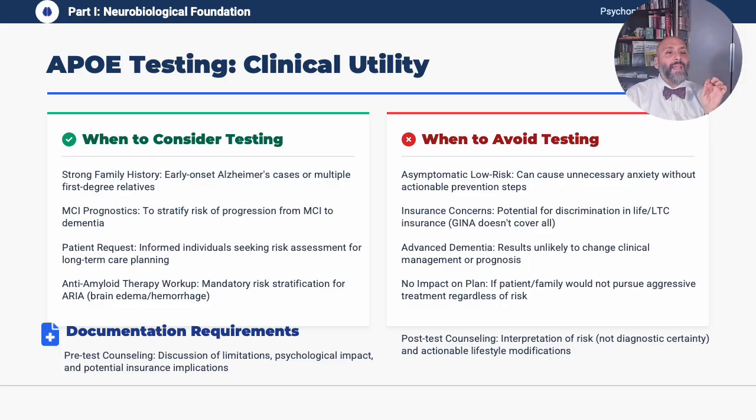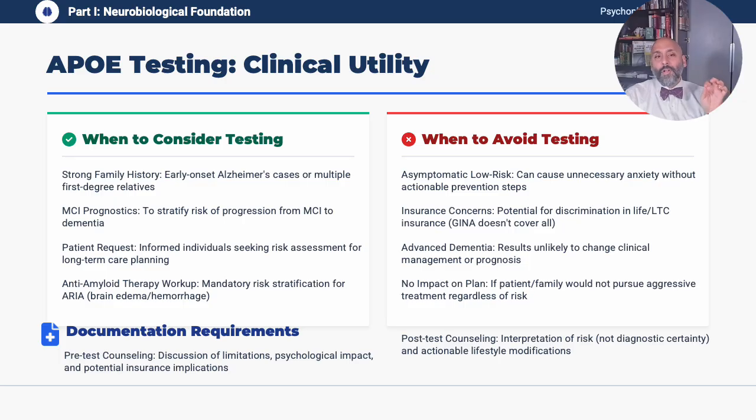And advanced dementia: if a patient already has advanced disease, then APOE results are unlikely to change management or outcomes, and it will not impact the plan of care. So if a patient or family would not pursue disease-modifying therapy regardless of risk, then testing adds information but doesn't add any value. So APOE testing is not a screening test. It's a decision support tool.